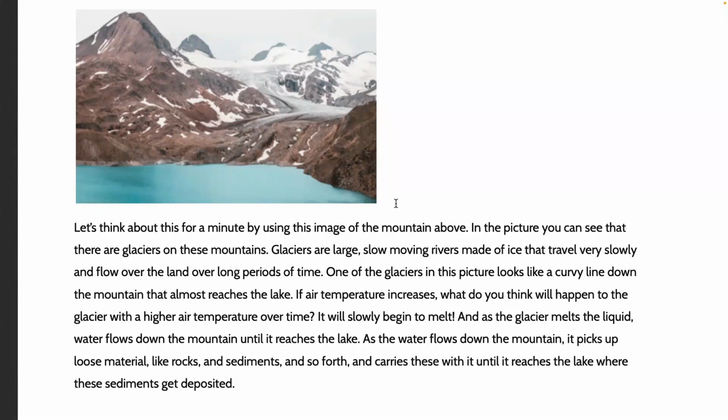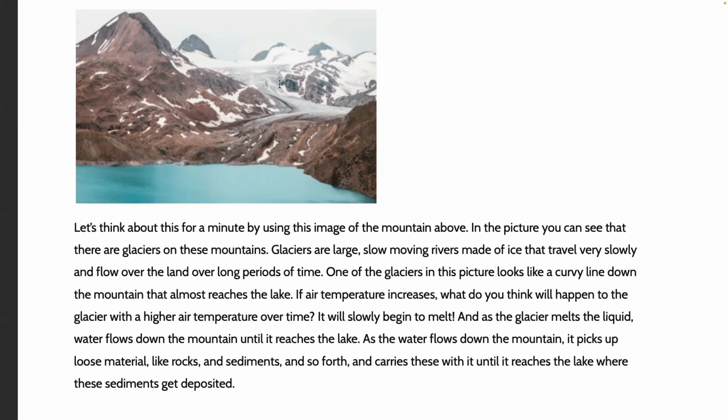Glaciers are large, slow-moving rivers made of ice that travel very slowly and flow over the land over long periods of time. One of the glaciers in this picture looks like a curvy line down the mountain that almost reaches a lake. So they're talking about this guy right here. So it's kind of curving back and forth, and just about makes it to the lake, but it doesn't get there. If air temperature increases, what do you think will happen to the glacier with a higher air temperature over time?